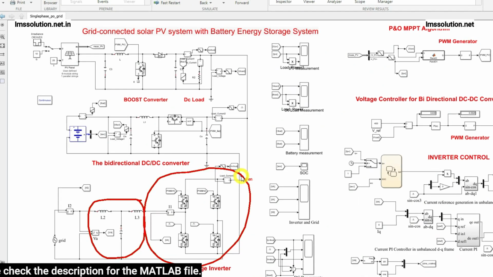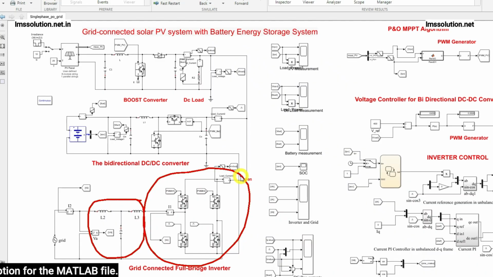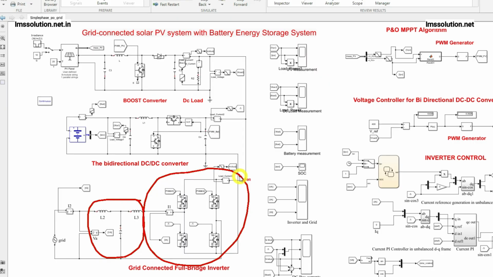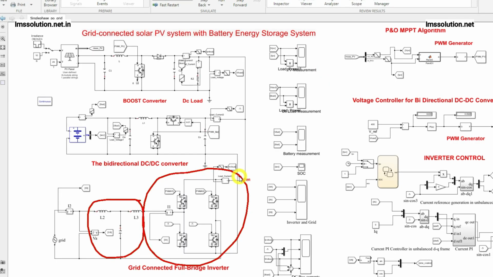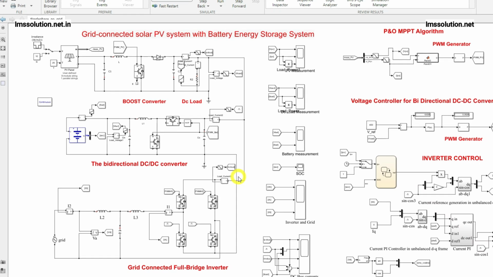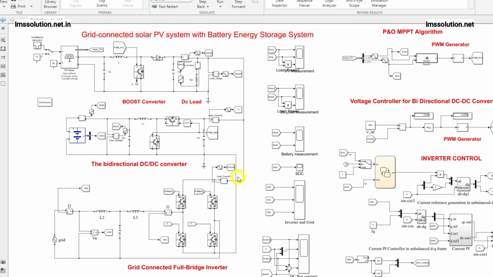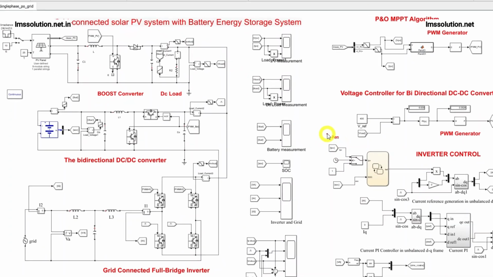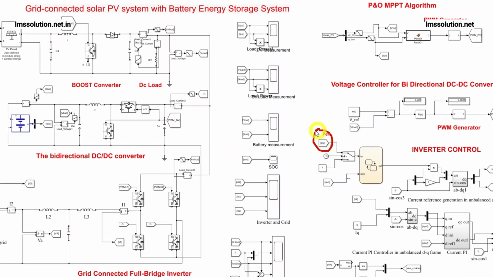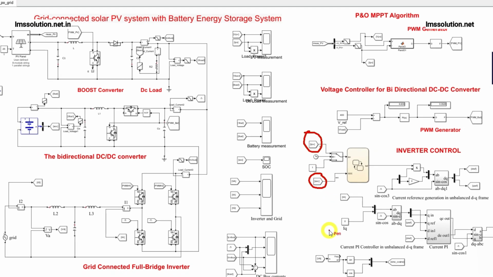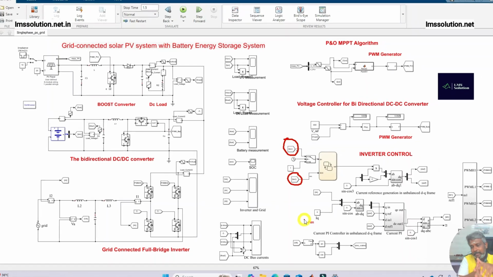Current control in the sense we are going to generate some reference current. Based upon the reference current, this inverter is going to operate in both directions. Okay. So how is it going to operate in both directions? I will explain now. For that we need to measure the PV current, and then we need to measure the SOC of the battery. These are the two inputs for generating the I reference.